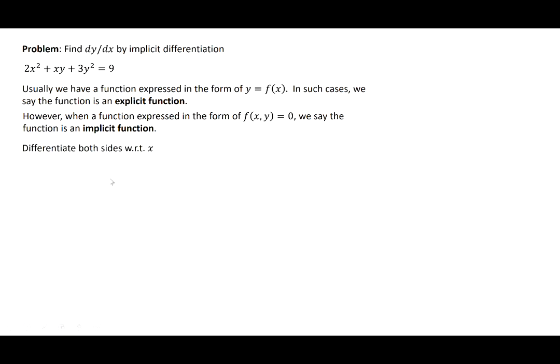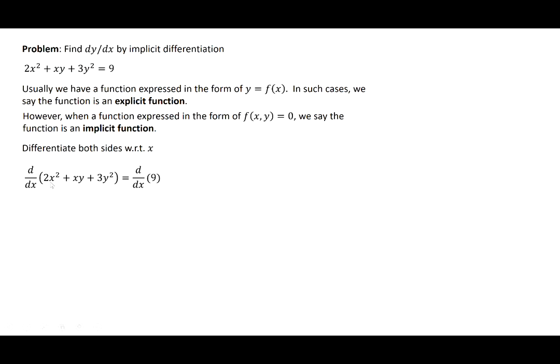The first thing we say is differentiate both sides with respect to x. Both sides are what? Our original equation. Okay. And when we do, we get d/dx of 2x squared plus xy plus 3y squared equals d/dx of 9. Okay, that's what we mean by differentiate with respect to x. Right? Cool.